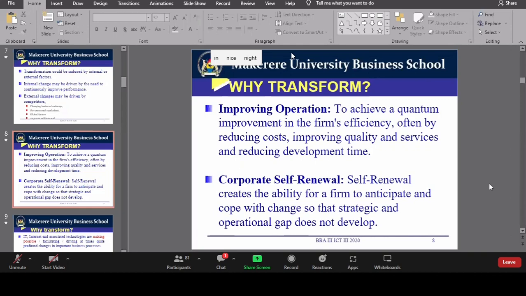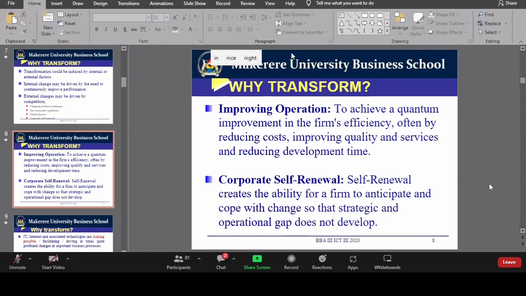Do we understand them well? Improving operations is very self-explanatory. Sylvia, yeah? More explanation about corporate self-renewal. Okay. Self-renewal is about what our stand is within the environment. Just look at what we have in the notes.